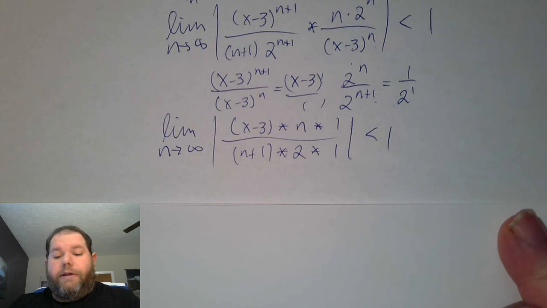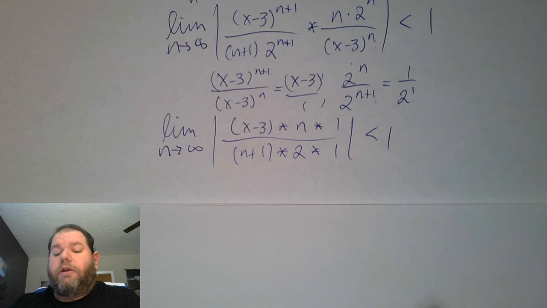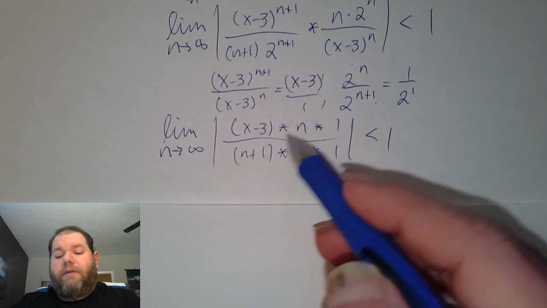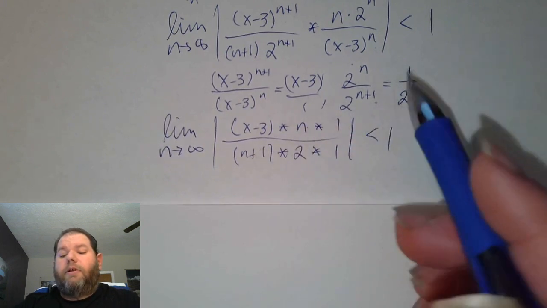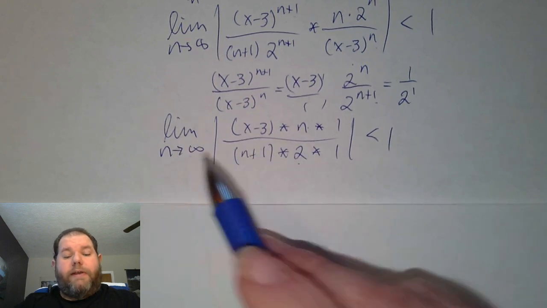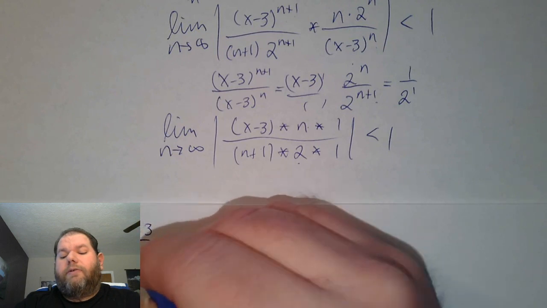So that's where we're at. Now, again, the only things that have to stay inside the limit are the things that have n's, which is n over n plus 1. So the x minus 3 and the 2, we can pull outside the limit if we like. So x minus 3 over 2.